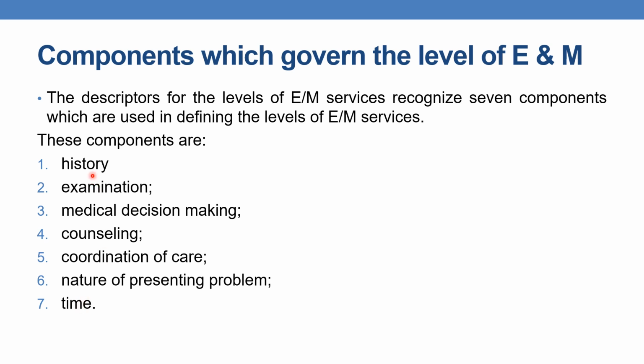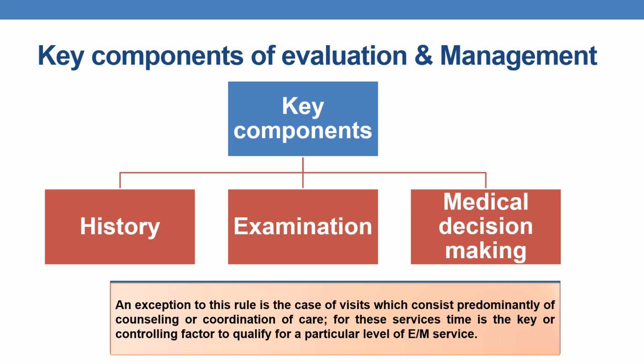In the current session, we will be focusing on history, examination, medical decision making. Now coming to the key components of E&M. In the previous slide, we discussed that there are 7 components which govern the level of E&M. Among those 7, there are 3 important components which are called the key components of E&M. What are they? The key components of E&M are history, examination, and medical decision making. In the current session, we will be focusing in detail on history, examination, and MDM.